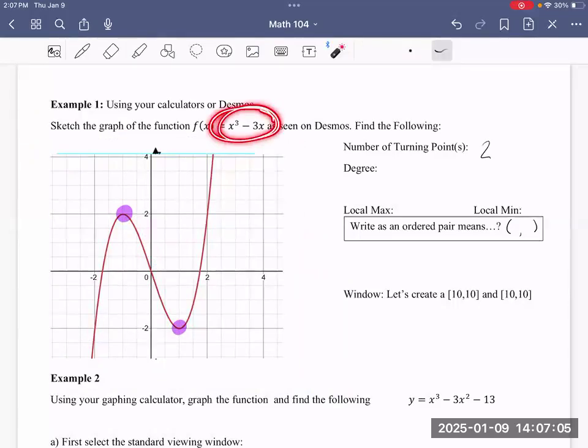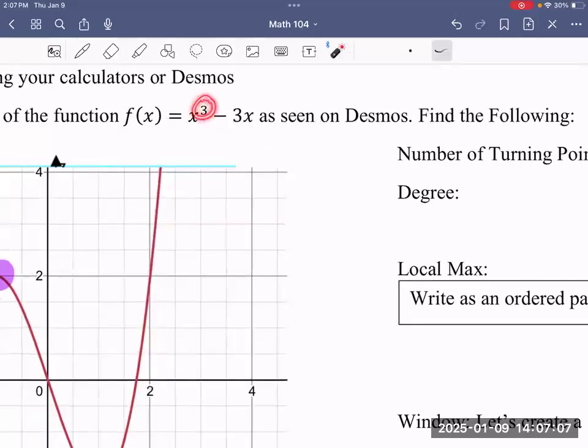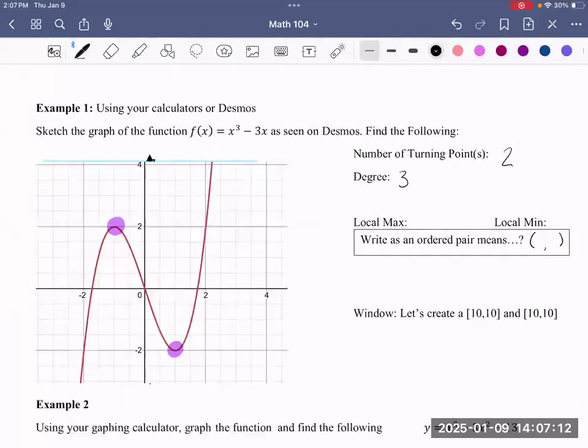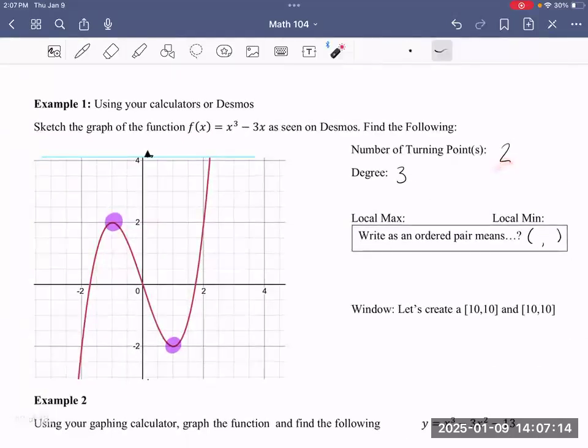Your degree is the highest degree of your polynomial. So you'll notice here, we have a degree of 3 here and a degree of 1. So 3 is higher and that would make sense. We can have 1 less than the degree as the number of turns.